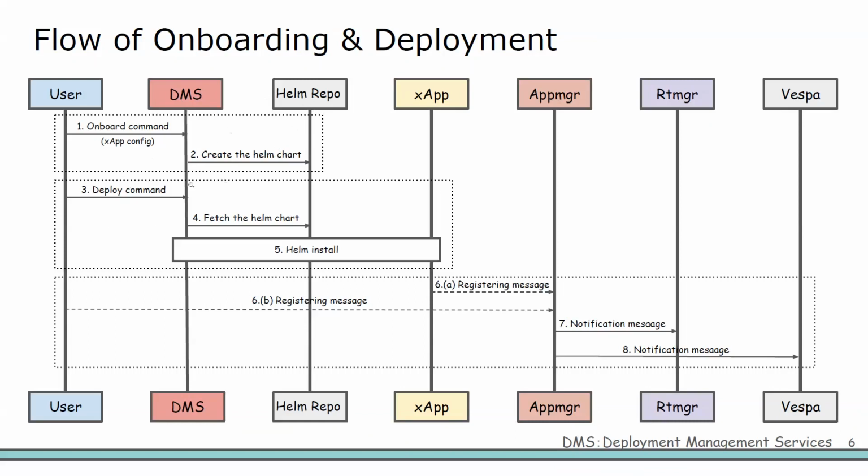The second part is deploy. We send the deploy command to the DMS tool. The DMS can fetch the Helm chart of the xApp from the repository. The DMS tool does the Helm install process to deploy the xApp. So the xApp is running.